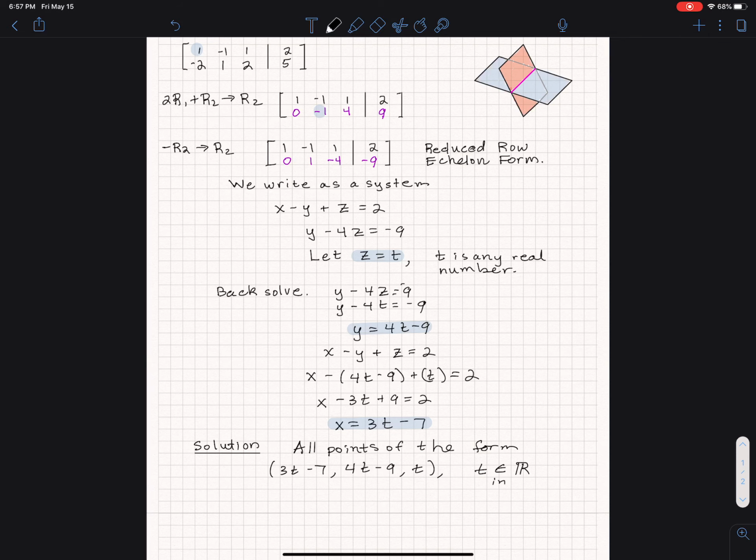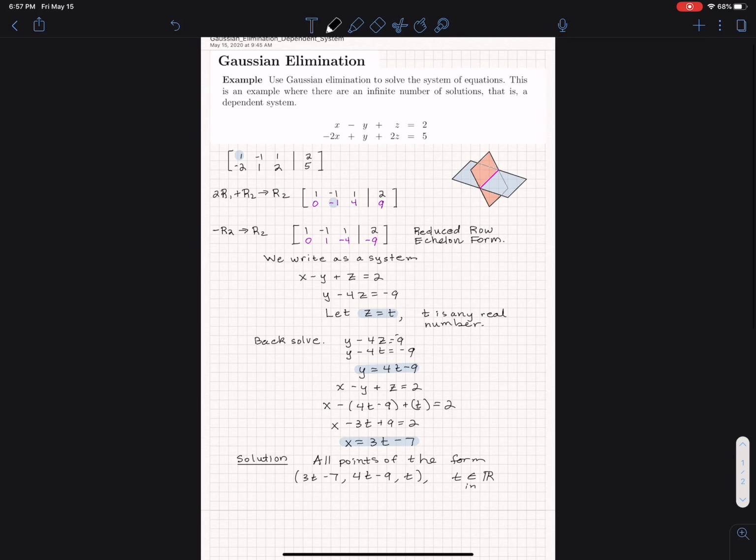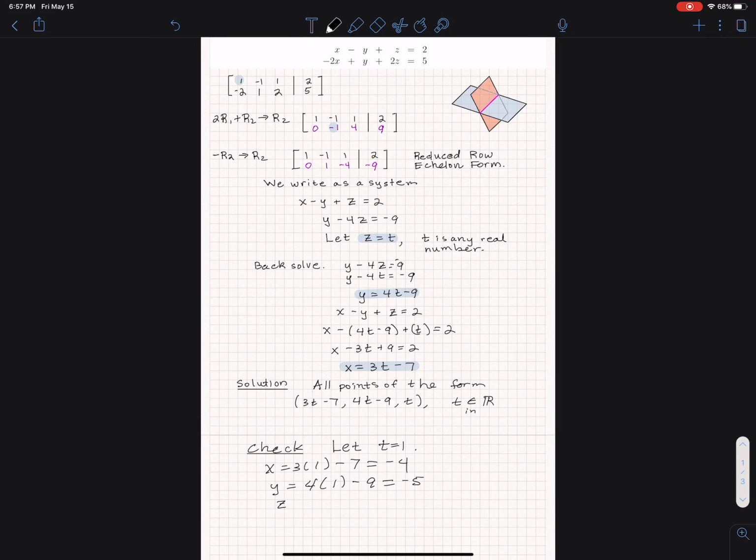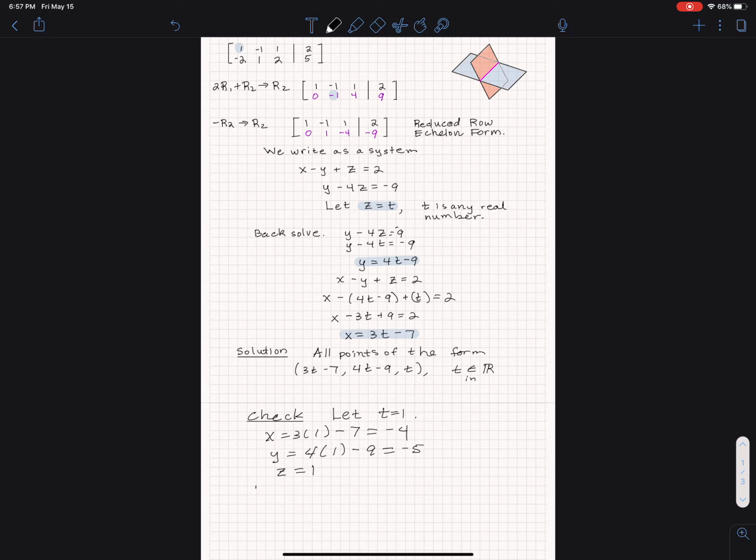What I was going to say is that if I did want to check my work, which would require me going to another piece of paper, I might as well just do that. Maybe I'll realize this is wrong, but if I want to check, I could say let t equal 1. If I do that, then x is equal to 3 times 1 minus 7, which is negative 4. Y equals 4 times 1 minus 9. I just picked 1 out of the air, really, and then put it into the original equation.